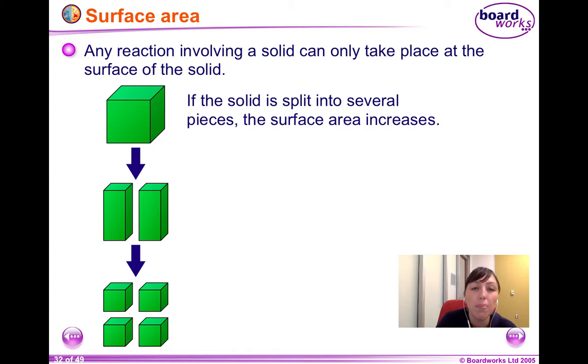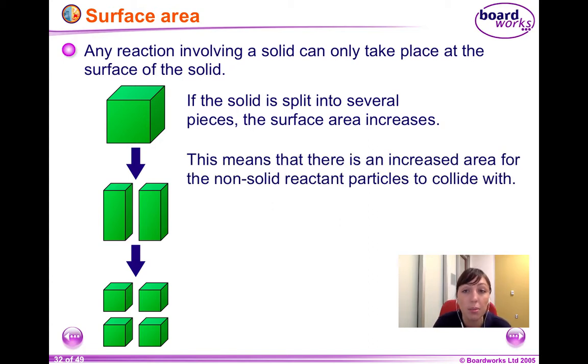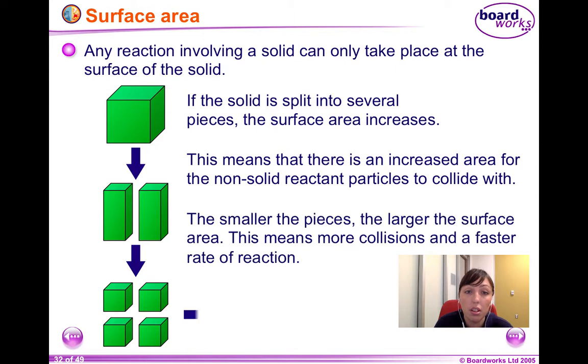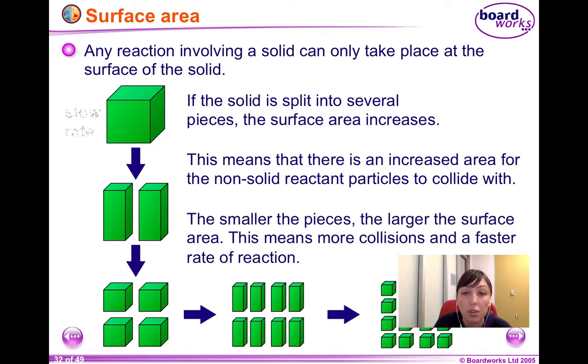But if you split it into many pieces, the surface area increases. So there's more surface for the second reactant to react with. This means it's going to increase the rate of reaction. So the smaller the pieces, the larger the surface area, meaning more collisions and a faster rate of reaction.